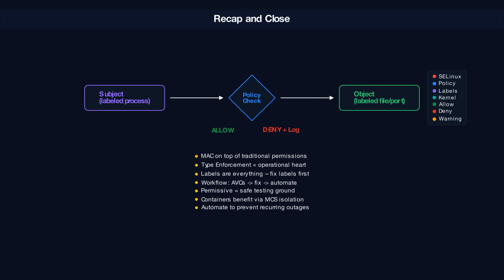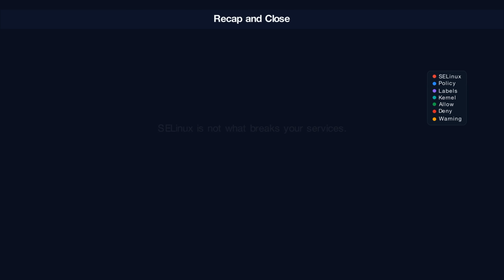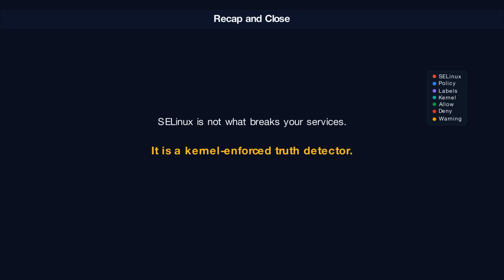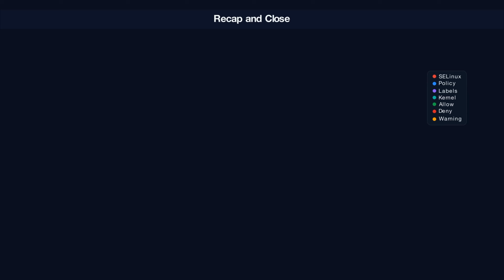Containers and Kubernetes benefit from SELinux through MCS category isolation, and automation prevents the same outage from recurring. SELinux is not what breaks your services. It is a kernel-enforced truth detector for whether your workload's actual runtime behavior matches a secure, policy-defined design. Master it, automate it, and it becomes one of the most valuable security controls in your production stack.